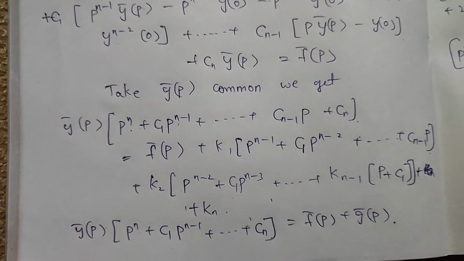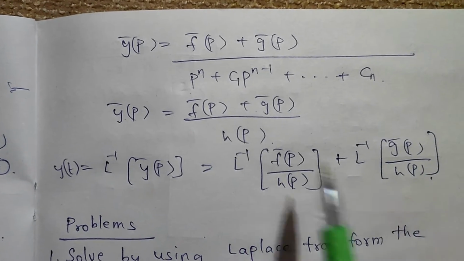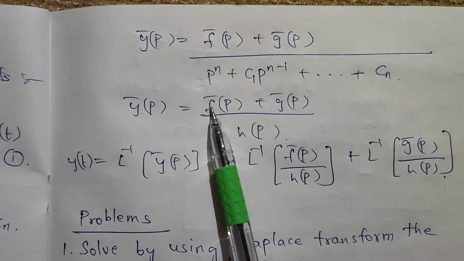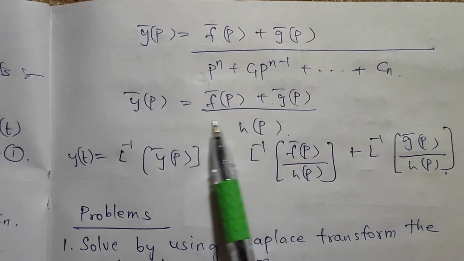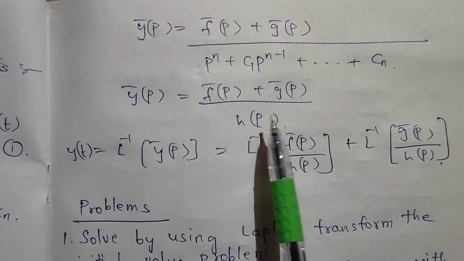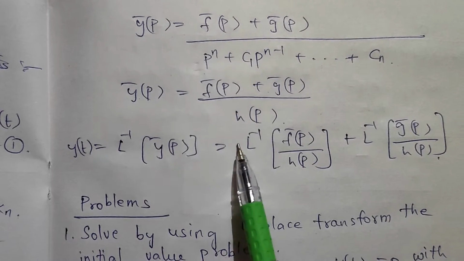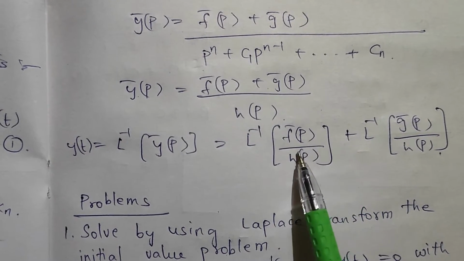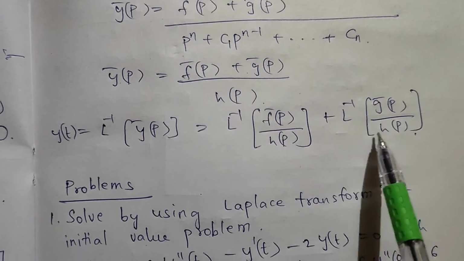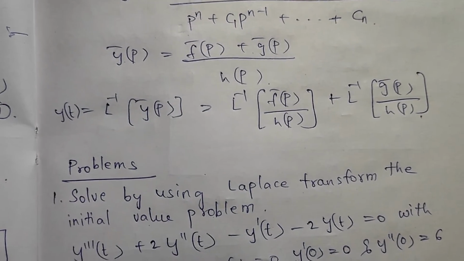Now let this be h of p. So if you let it as h of p, you can take this one fraction and this other fraction. And if you apply Laplace inverse on both sides, we'll be getting Laplace inverse of y bar of p, which is equal to Laplace inverse of f bar of p divided by h of p plus Laplace inverse of g bar of p divided by h of p, which is equal to y of t. So now this way we can solve this.